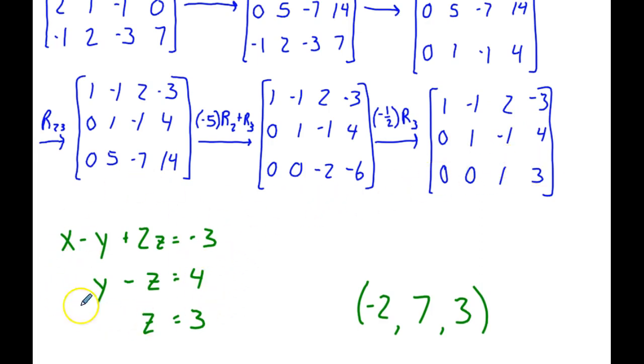If I went through like we did earlier and solved this system, I get the ordered triple (negative 2, 7, 3). So if you want to check to make sure your row echelon form is correct, you can create the system and solve it to see if you get the same result that I did.